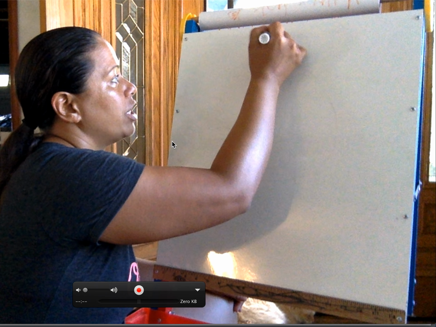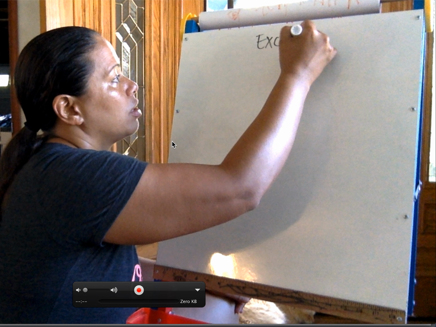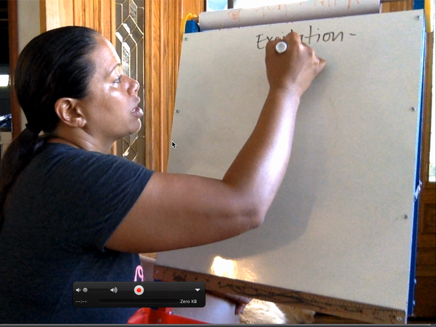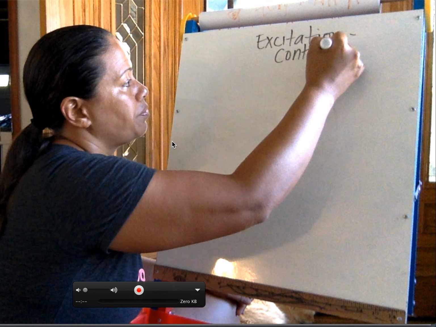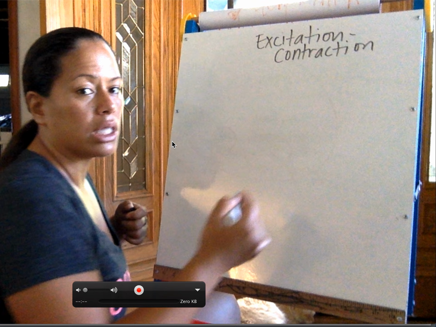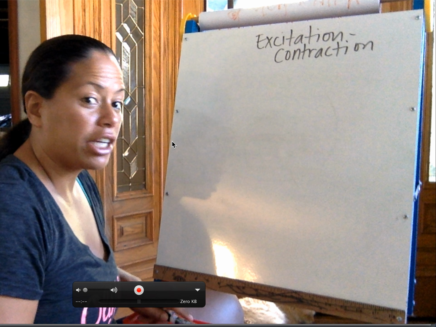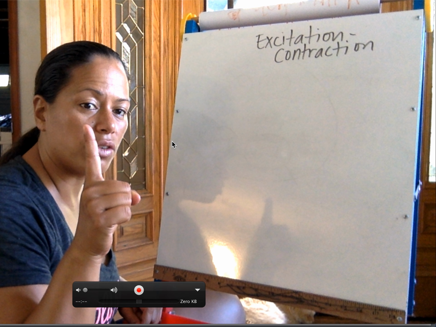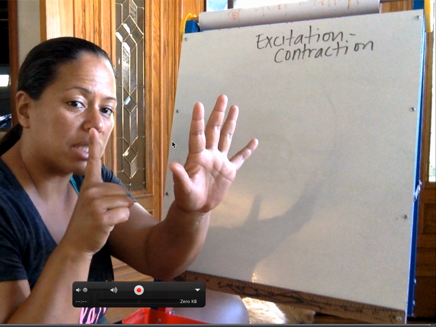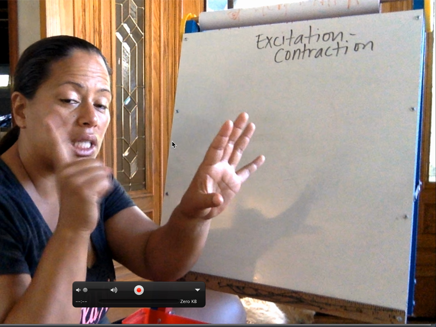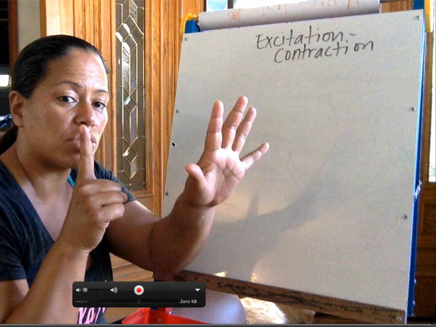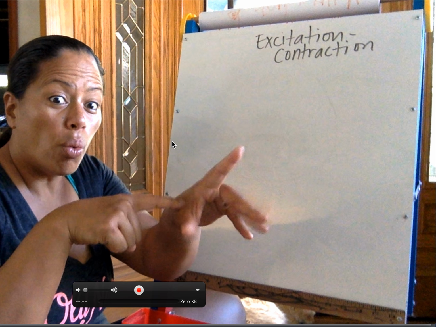So excitation, contraction, coupling. That means, I'm going to show you a magic trick. So this is a nerve, and nerves control. This is a muscle, and muscles move. This is the nerve, and nerves control. This is a muscle, and muscle moves. Here's the magic trick. Woo!